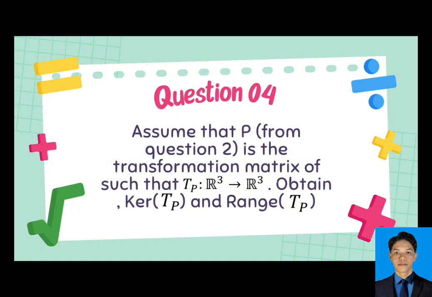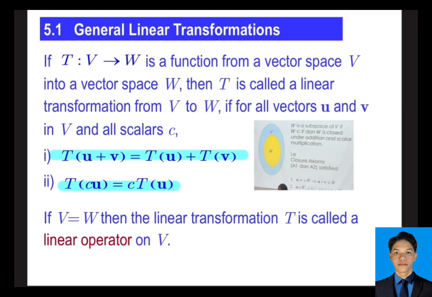For question number 4, the question is, assume that P from question 2 is the transformation matrix of Tp such that Tp maps R3 to R3. Obtain the kernel of Tp and the range of Tp. In order to know the transformation of P, we need to know what a general linear transformation is.